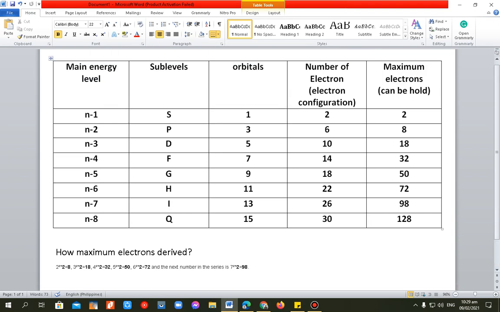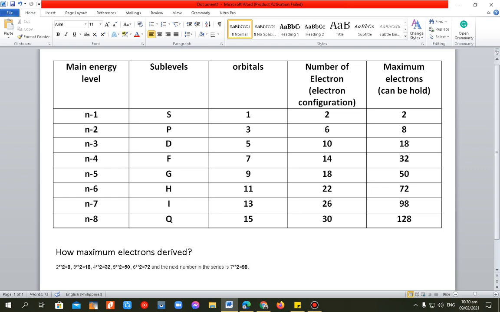How maximum electrons derive? Ganito po lang siya. So, base po tayo dito sa 2. 2 times 2 is 4 times 2 is 8. So on so forth, magiging sa last is 128. So yan po, ganyan po nakuha yung maximum electrons that can be held in one sub-level.